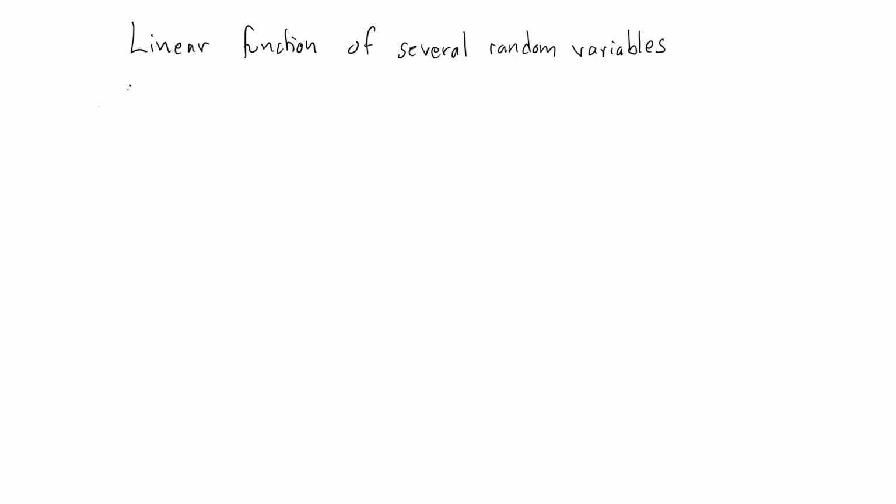If we have n random variables, x1 through xn, and we have a function of n variables, that is, its domain is Rn and its codomain is R, then I can create a composition of this to create a new random variable z, which is a function of these random variables.